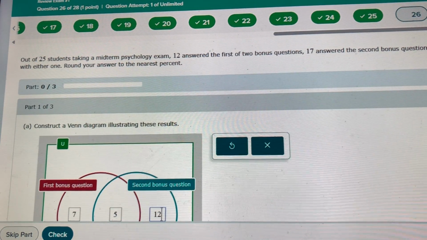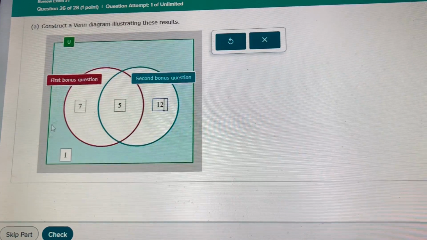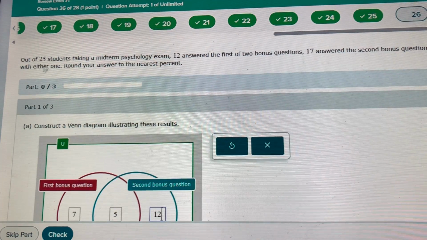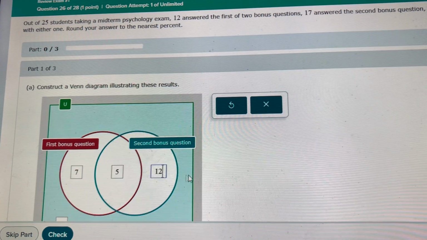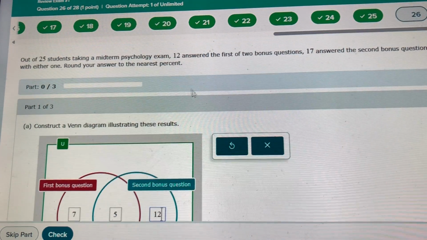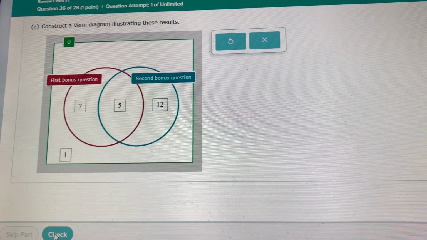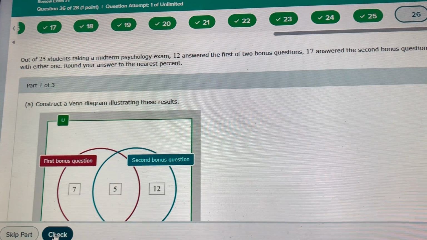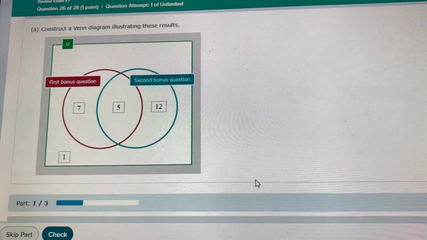So once they tell you one didn't bother with either one, that's the outside for sure. And you can subtract that from the total number of people. So there's 24 people left. If you add the two total numbers here and subtract the 24, that gives you the middle portion. It's kind of a working backwards problem. Normally you know the middle first and you work your way out, but now it's backwards.